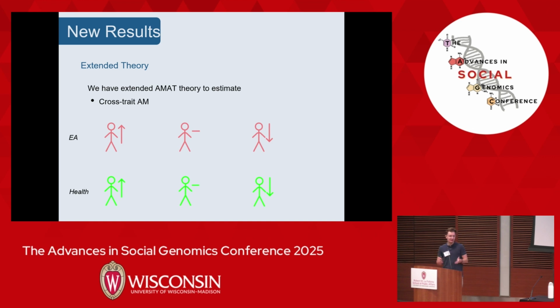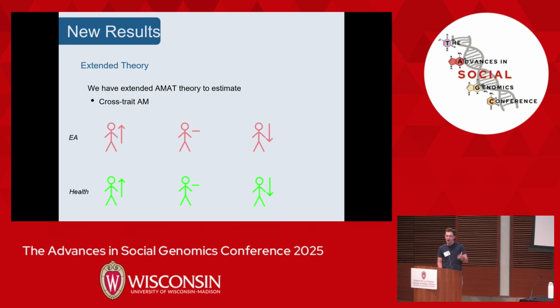We have extended the Amat theory in multiple exciting ways, and the first is we now measure cross-trait assortative mating. And cross-trait assortative mating can be described as so. Let's say that we are pairing the same people with each other, but this time row 1 varies in terms of educational attainment, and row 2 varies in terms of self-reported health.